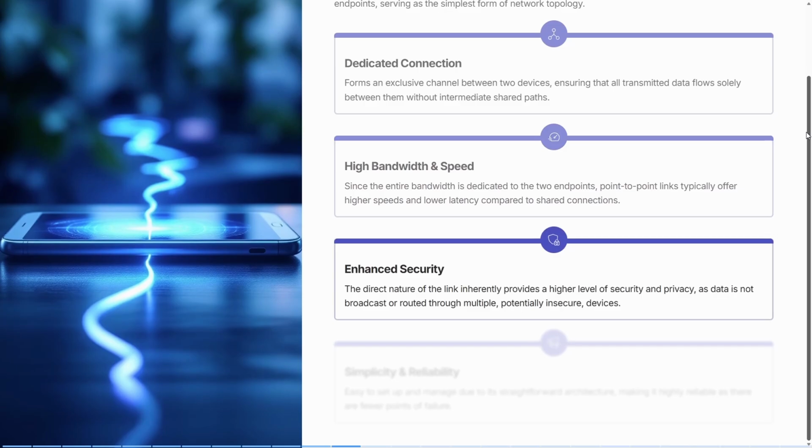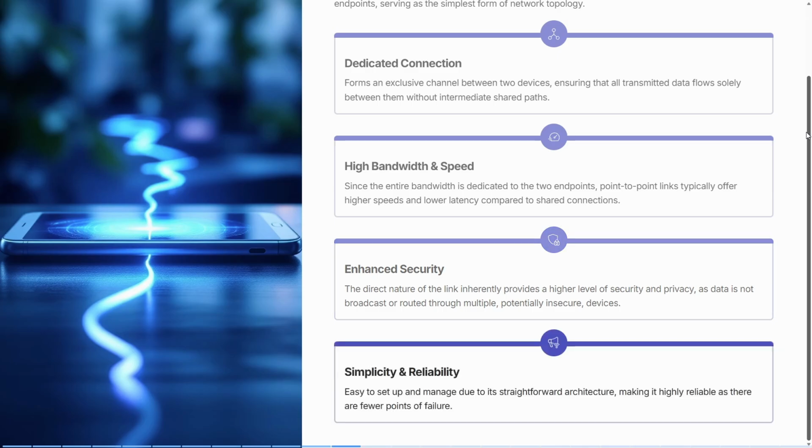It's easier to be secure here because it is a direct link. You don't have to manage a wide variety of different connections. It is simple and it's reliable. So point to point is from one point to another point, nothing in between, no different pathways. It's just a highway, right? It's a highway going from A to B, no shortcuts, no scenic routes.